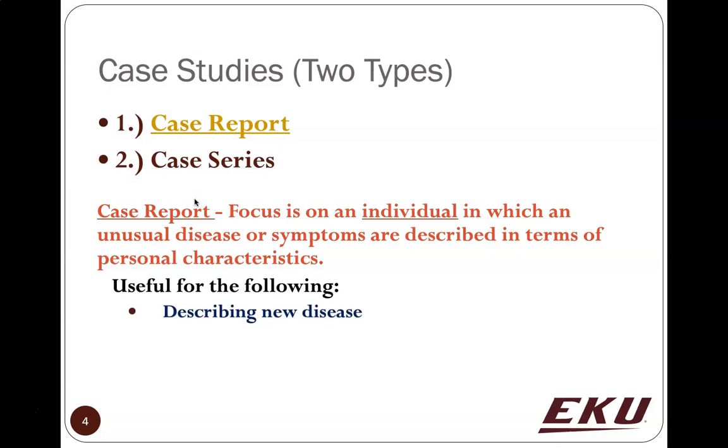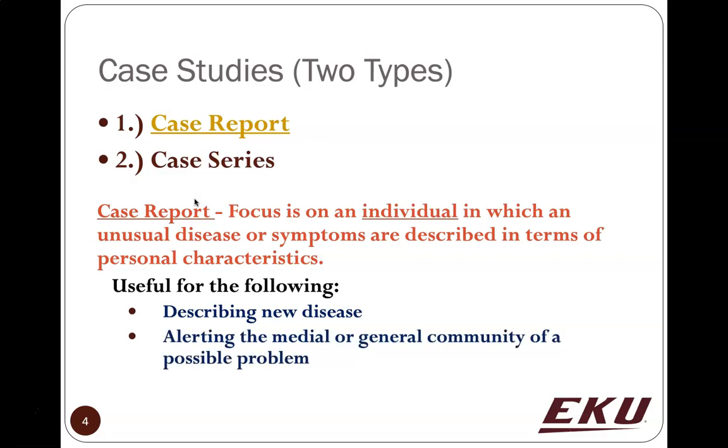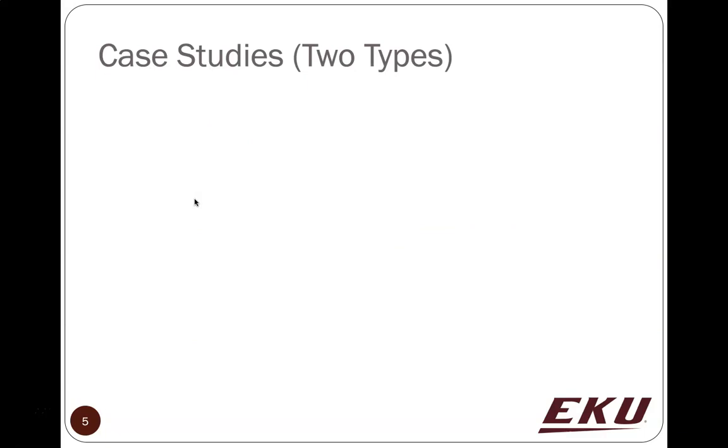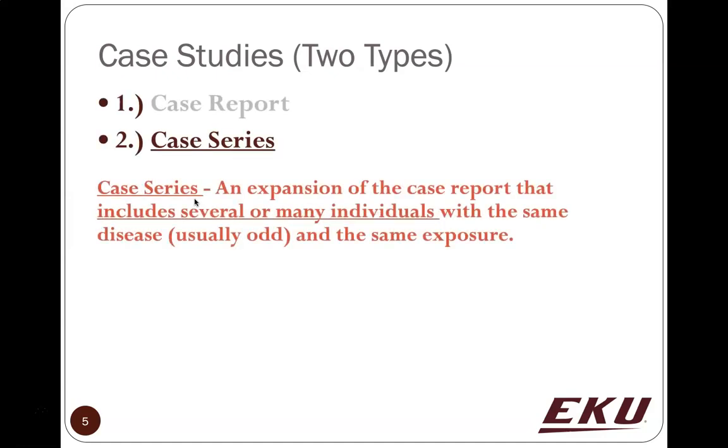Both the case report and the case series are helpful for understanding a new disease in a particular population or community, and for alerting the general medical community. Remember, the first HIV/AIDS reports showed up in MMWR, the Morbidity and Mortality Weekly Report, and we will likely see those showing up, if they're not already there, for the coronavirus. So, moving on. Case series.